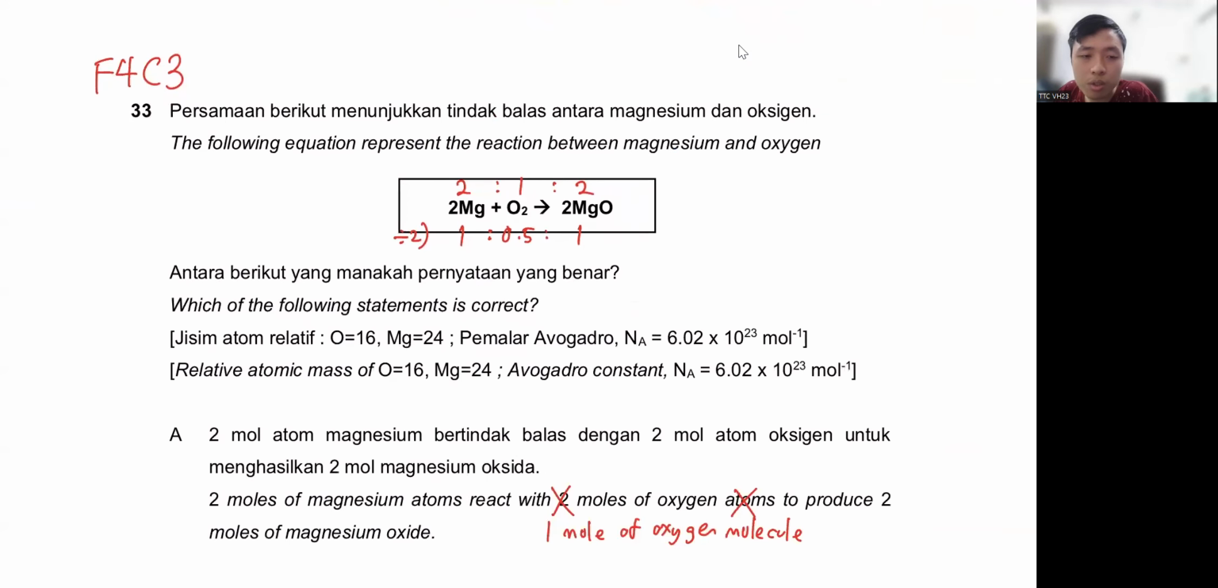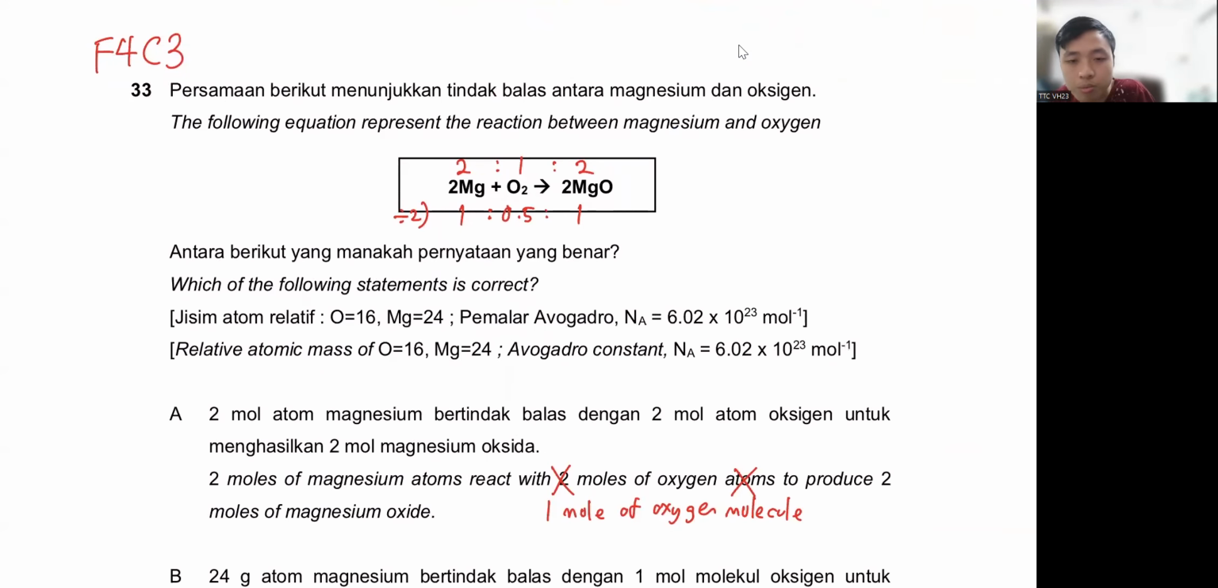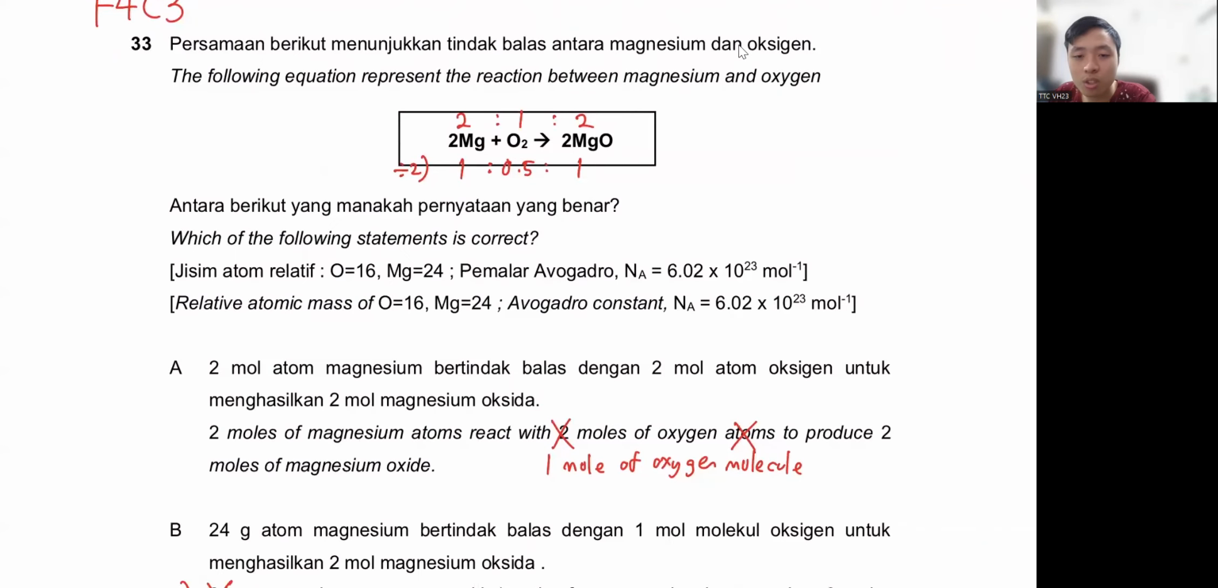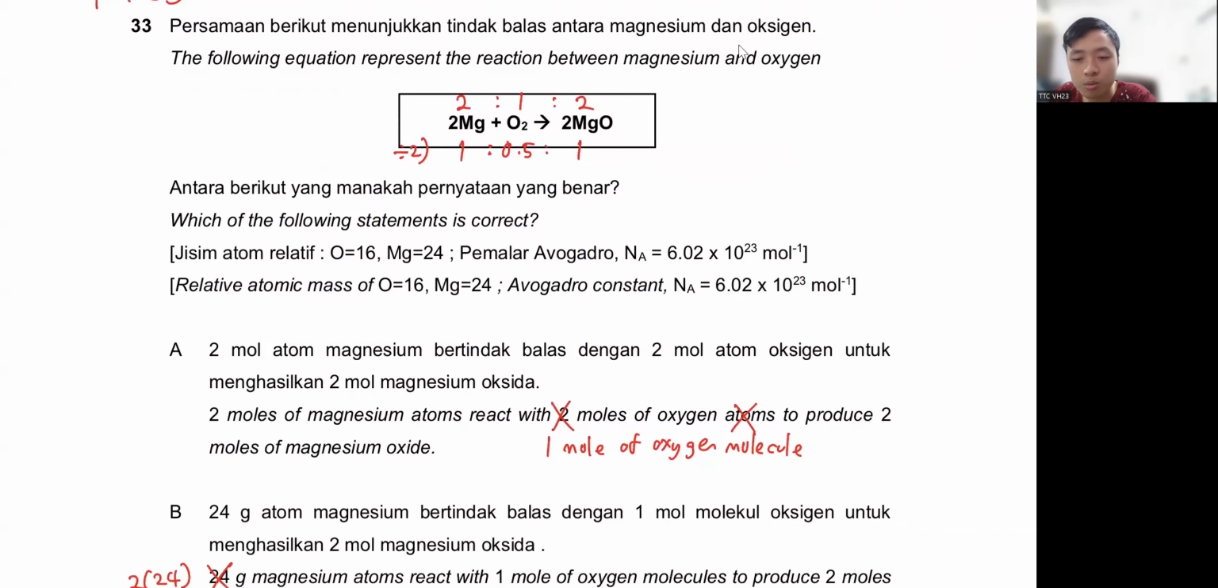Question 33 is from Form 4 chapter 3. This one is just talking about the equation. What information can you get? So which statement is correct? A is wrong, because 1 mole of Mg goes to only 1 mole of O2, not 2 moles of oxygen. You cannot have atoms, it's always molecules. It's O2, not 2O. So O2 is a molecule.